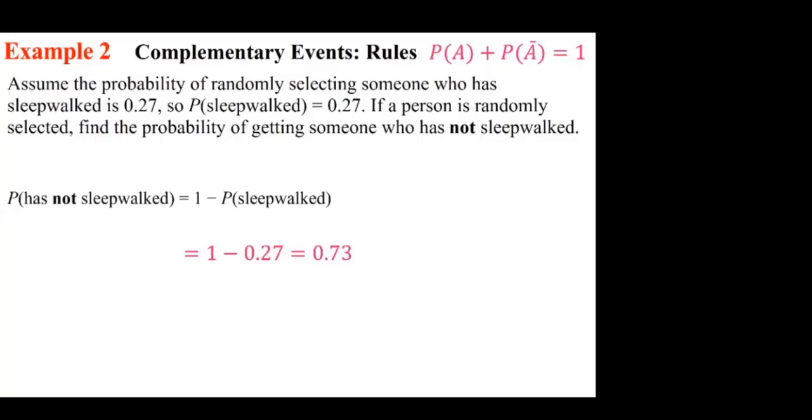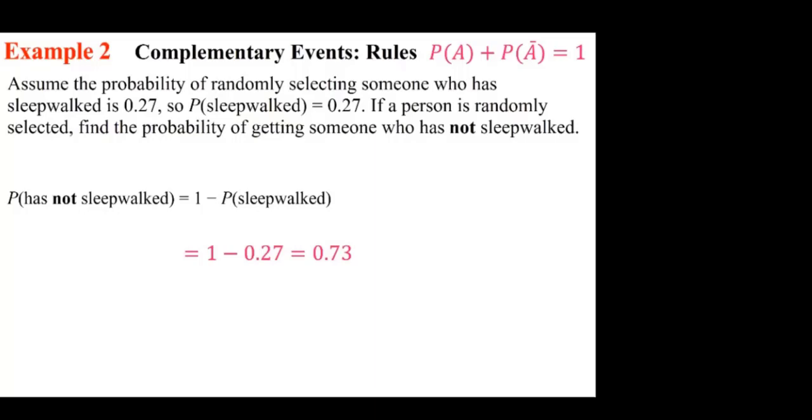So the probability that the person has not sleepwalked equals 1 minus the probability the person has sleepwalked. And it's 1 minus 0.27, which is simply 0.73. So simply put, subtract the probability from 1, and that gives you the answer.